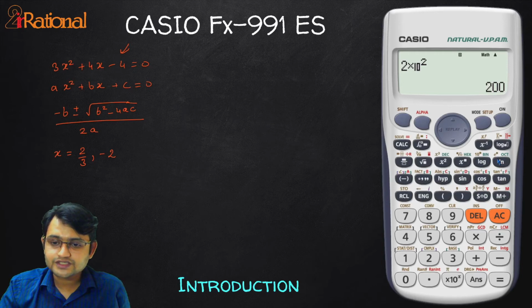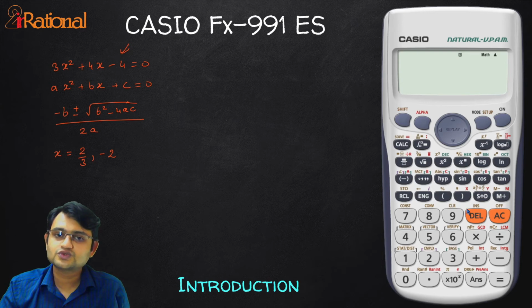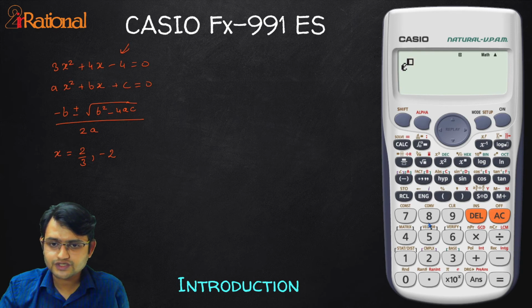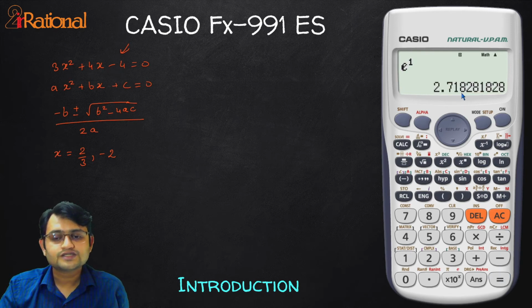Similarly, you can see here e raised to. If I want e raised to, let's say minus 2, I'll say shift and this ln button, and you can see e raised to. Now e is nothing but the Euler's constant, that is about 2.713 or something like that. We can check that out also if you want. Say shift e raised to 1. If I press equal to, we have 2.7183.